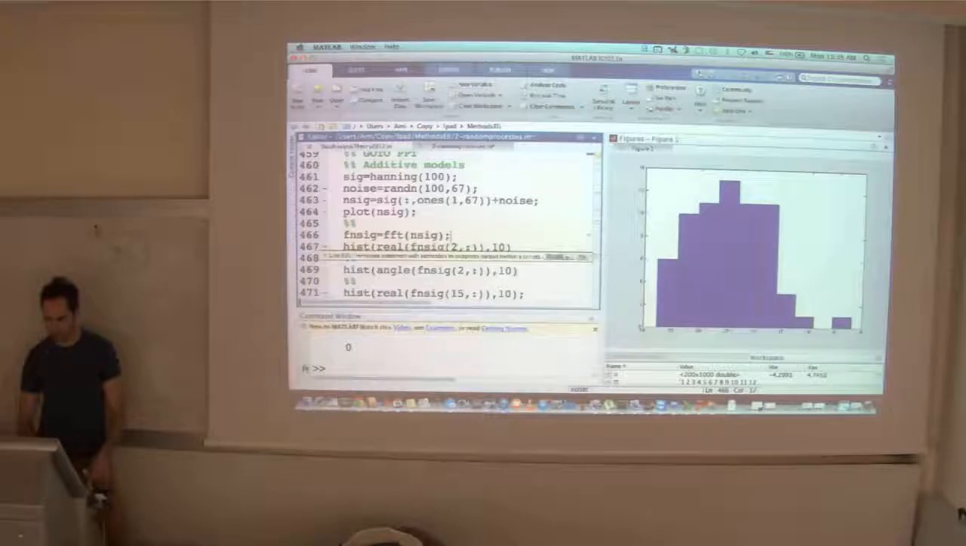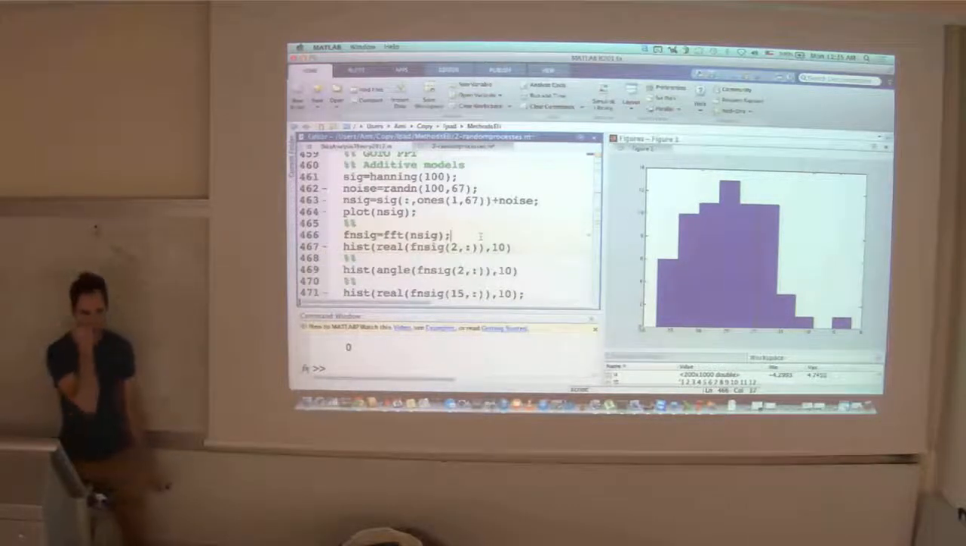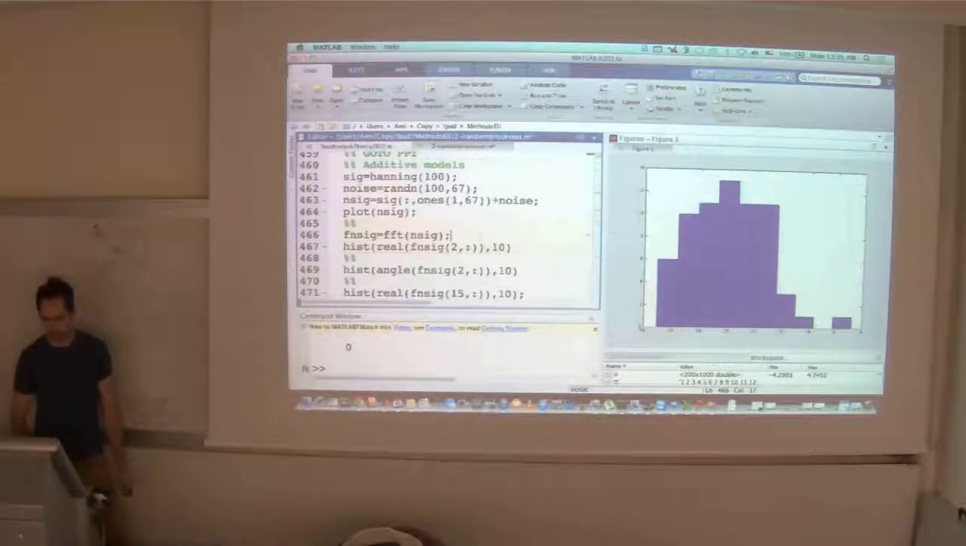So this is the histogram of the energy in the lower frequency. Only for frequency number 2. So what is the x-axis? The x-axis will be the amount of energy. And the y is the number of samples. Which x-axis corresponds to 2? The amount of energy in frequency number 2.